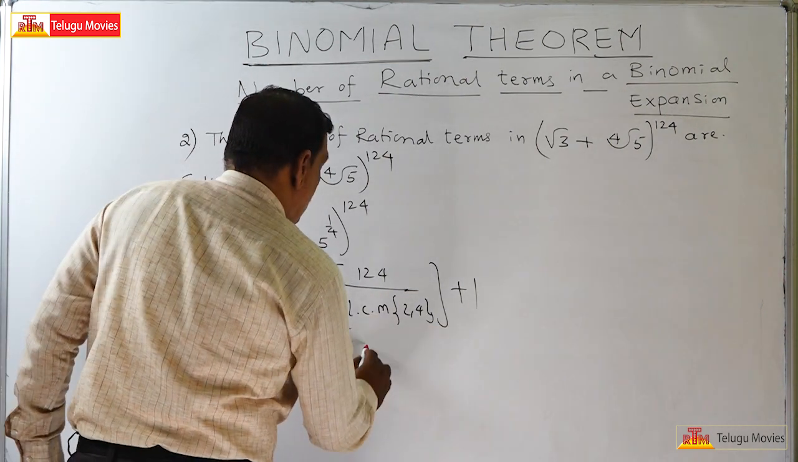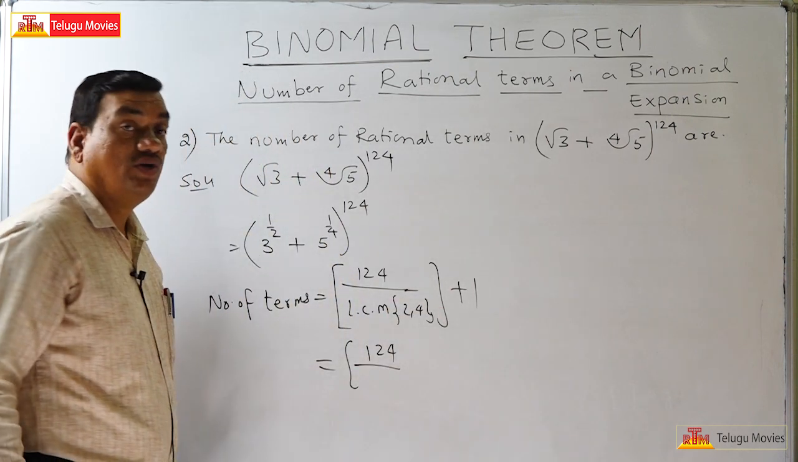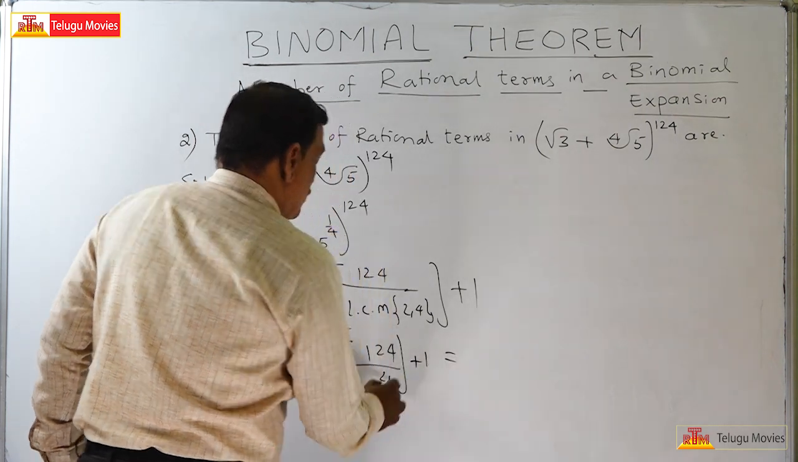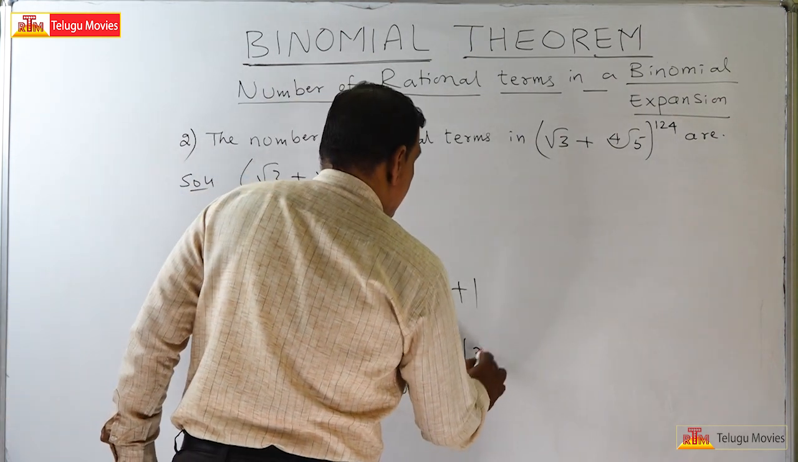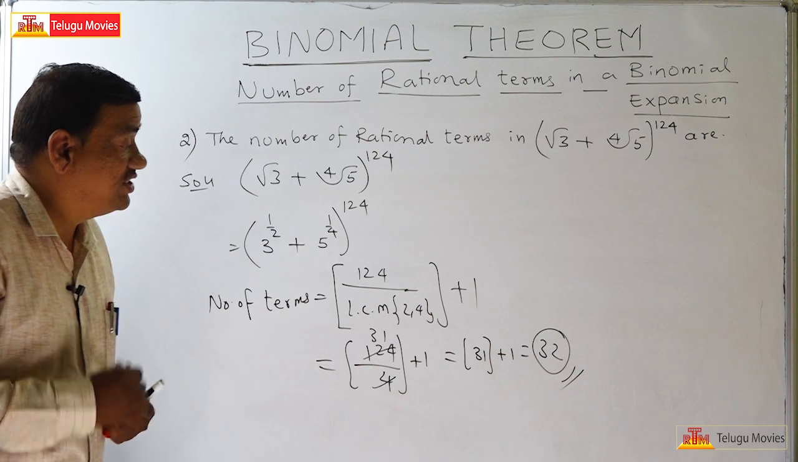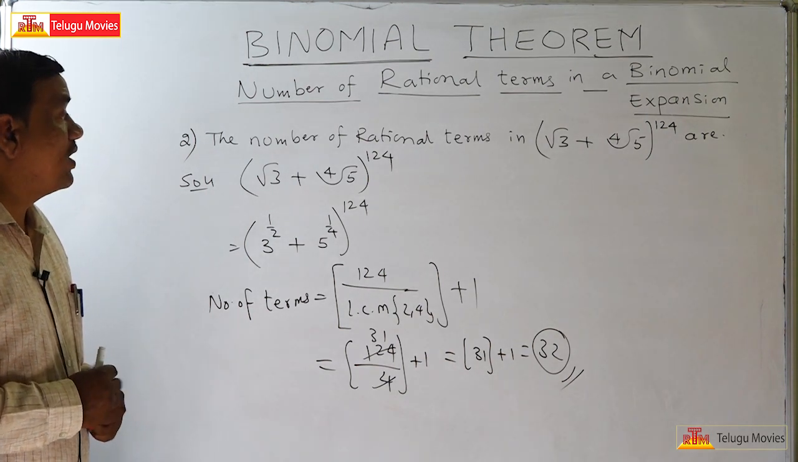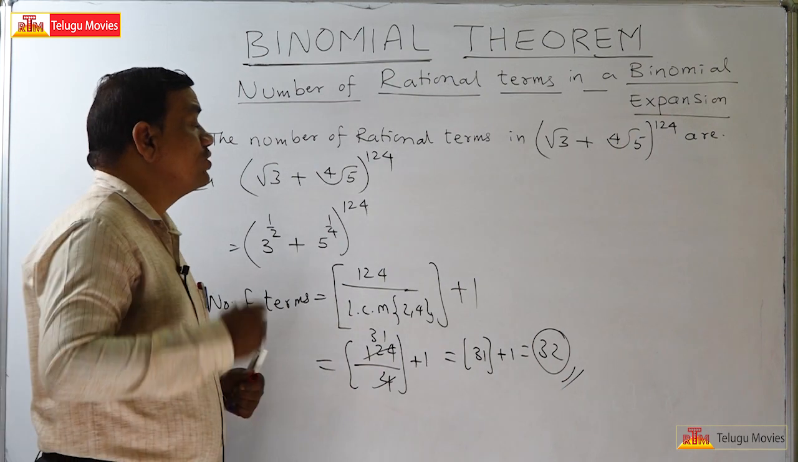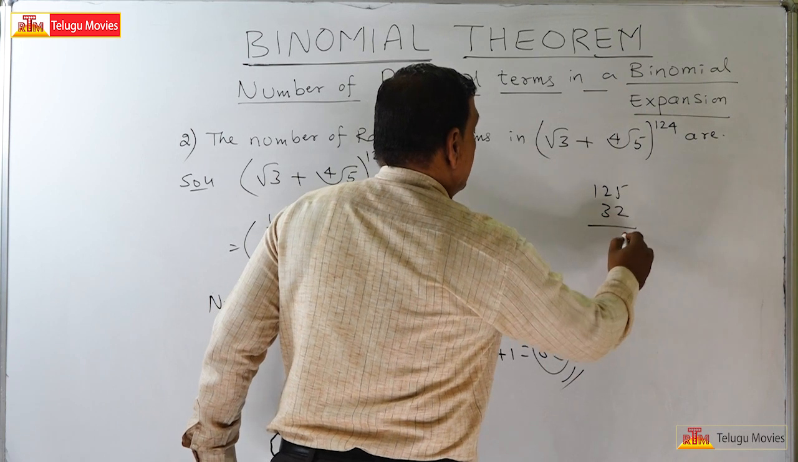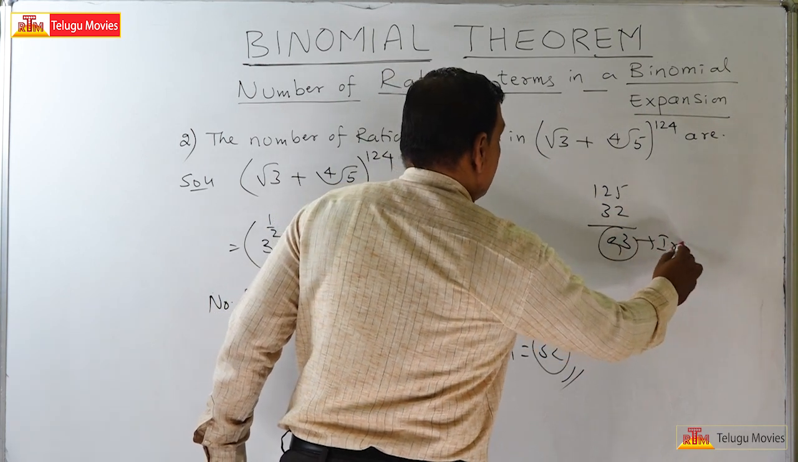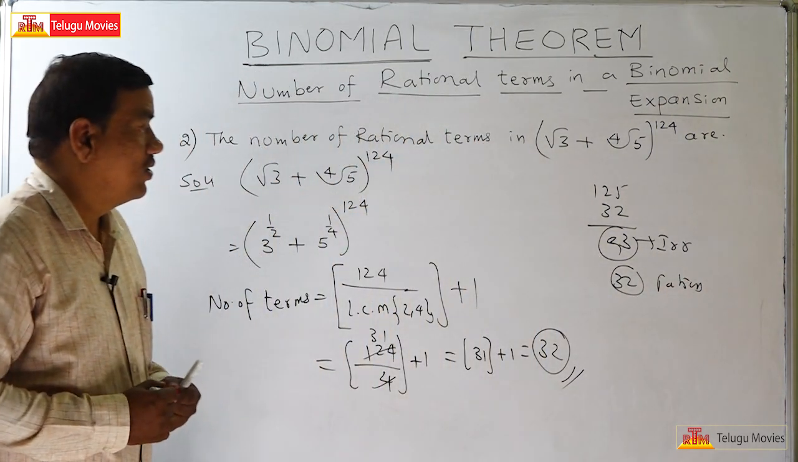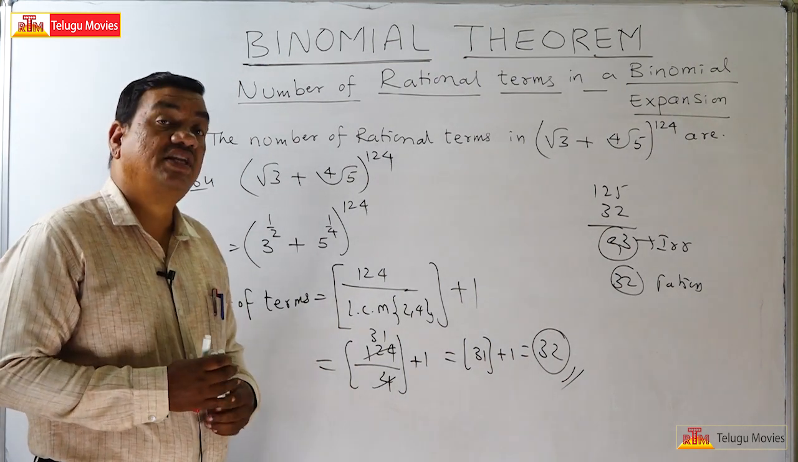Now this is equal to 124 by the LCM of 2 and 4. The least common multiple is 4. Plus 1, that is equal to 4 3s are 12, 4 1s are 4, so 31 plus 1, that is equal to 32. Therefore, you will have 32 rational terms. So how many irrational terms? 125 minus 32, that is equal to 93. 32 rational terms, 93 irrational terms you will have.